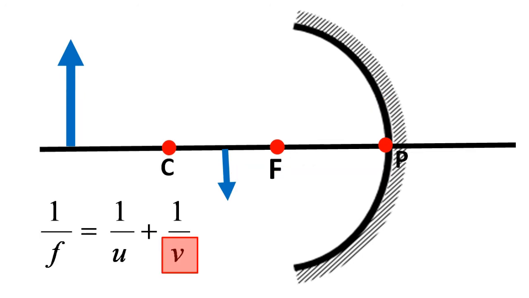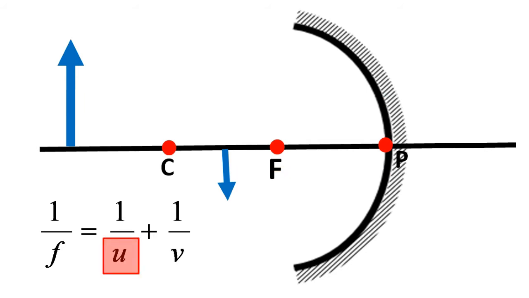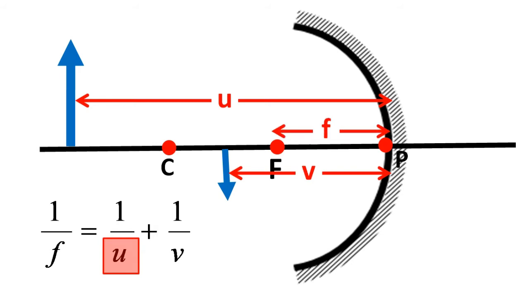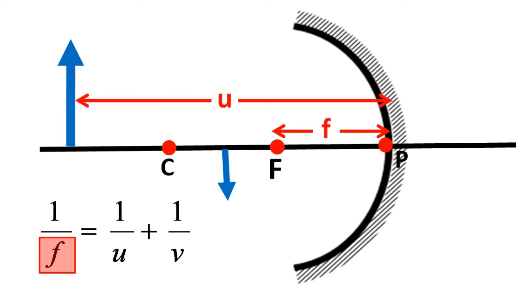In essence, the mirror formula helps us to determine the position of the image if we know the position of the object and the focal length of the mirror. Yes, we can also use it to determine the position of the object if we know the position of the image and the focal length of the mirror. And even to determine the focal length of the mirror if we know the positions of both the object and the image. Great, I will illustrate with some examples in our next classes.